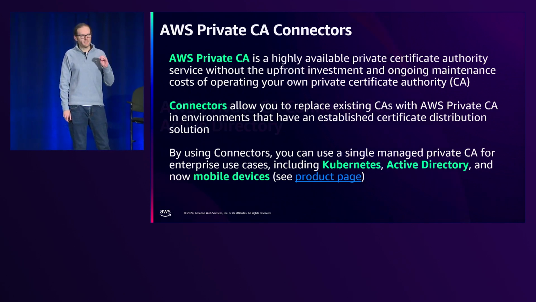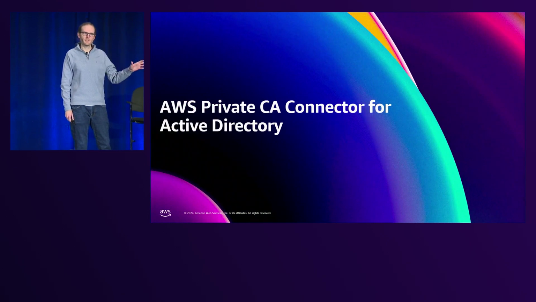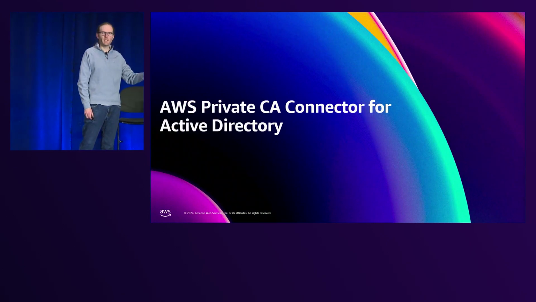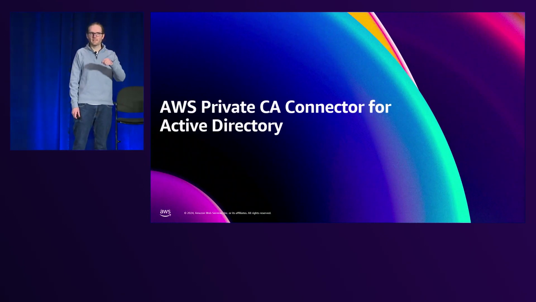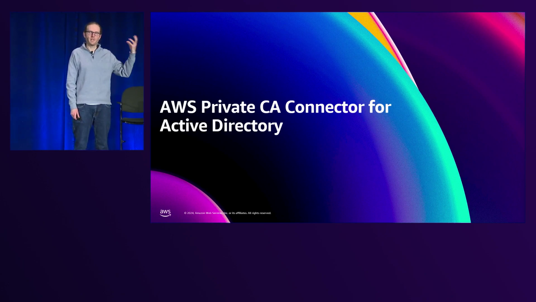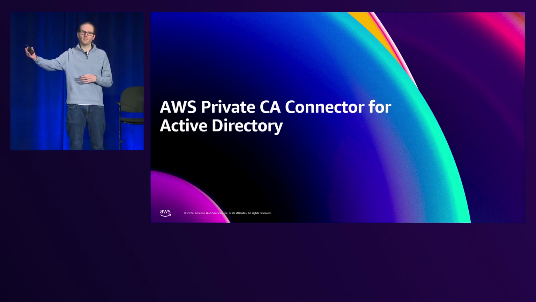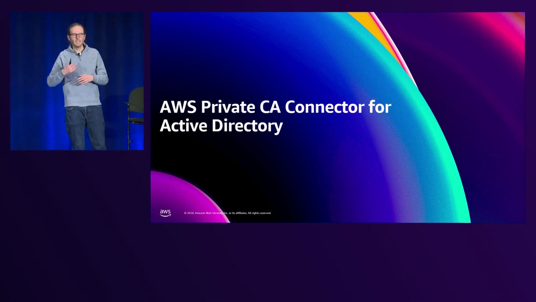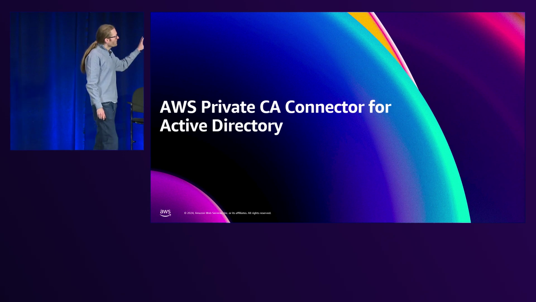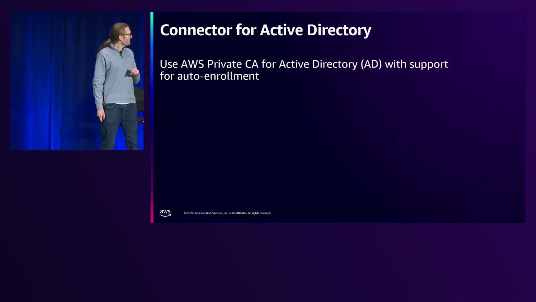And so again, these are mainly to facilitate those use cases where just making an API call to get a cert, or using ACM to get a cert, is not going to work, right? If you're talking about a Windows domain or a domain joined device, they don't know how to automatically make an API call to Private CA and get a cert back, right? So let's look at, for example, the connector for Active Directory for that use case.